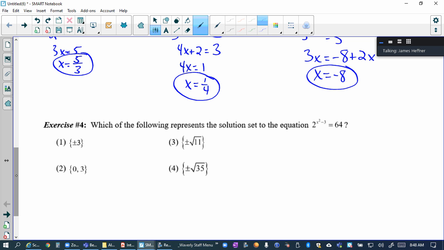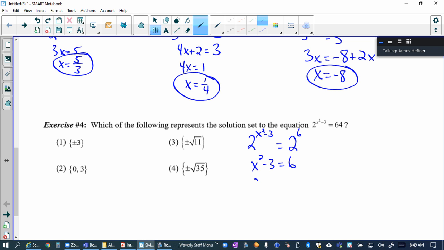So let's set this up then. What would be a common base for this? Common base be 2. Okay. So we don't have to do anything on the left side, right? So we'd have 2, because that's already a base of 2, x squared minus 3. And our 64 would be 2 to what power? Use your fingers if you need to. 2 to the 6th power, right? Okay. So our equation then would be x squared minus 3 equals 6, right?